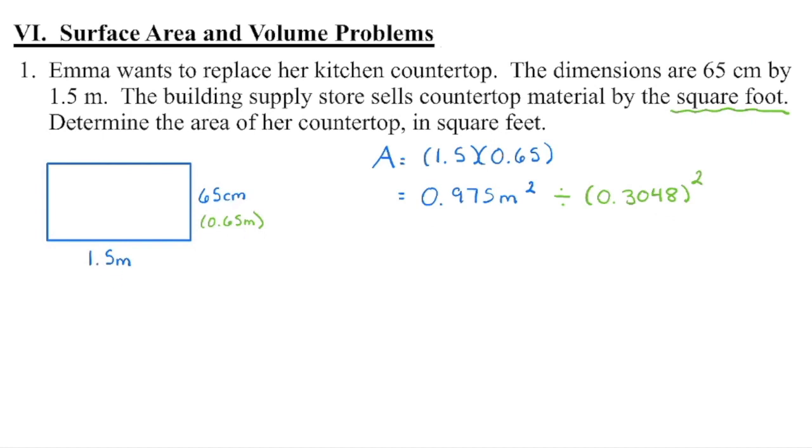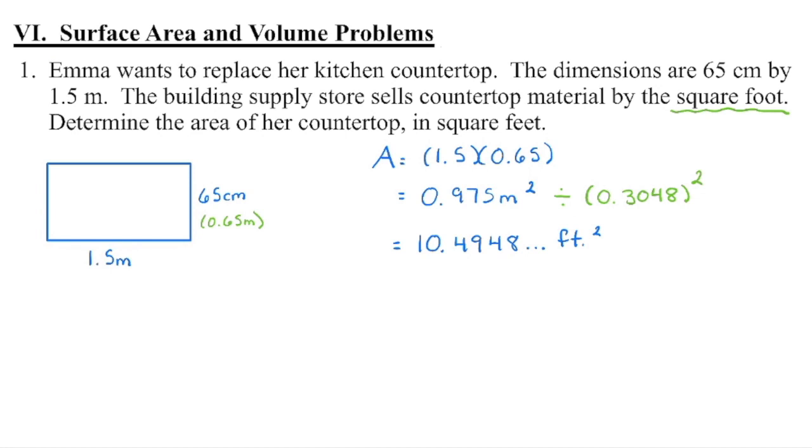You can refer back to your formula sheet to get those conversion rates, and you can also go over to the side here and set up a proportion if you're not sure whether or not to multiply or divide. When we go ahead and divide those two, we end up with this many feet. But this particular store, most stores, will only sell material by the square foot. It means you cannot buy a portion of a square foot.